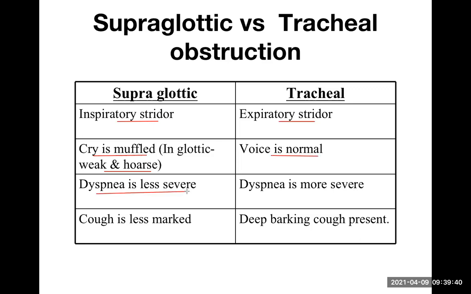Dyspnea is less severe in supraglottic obstruction, whereas dyspnea is more severe when you go distally. Cough is less marked in supraglottic, and in the trachea, a deep barking type of cough may be present. Now, there is one condition which we'll deal with in today's class. This is known as croup syndrome. Croup.